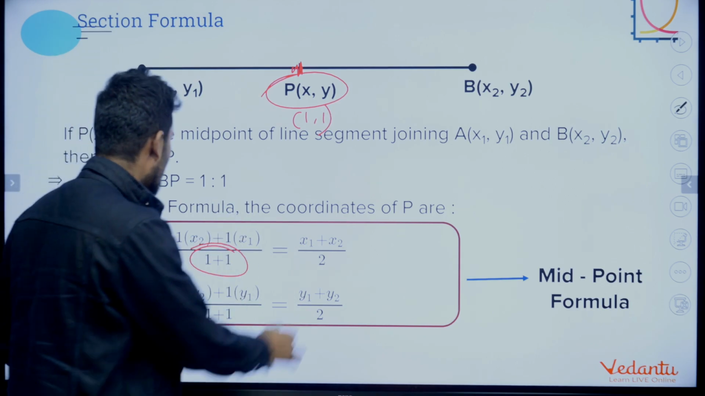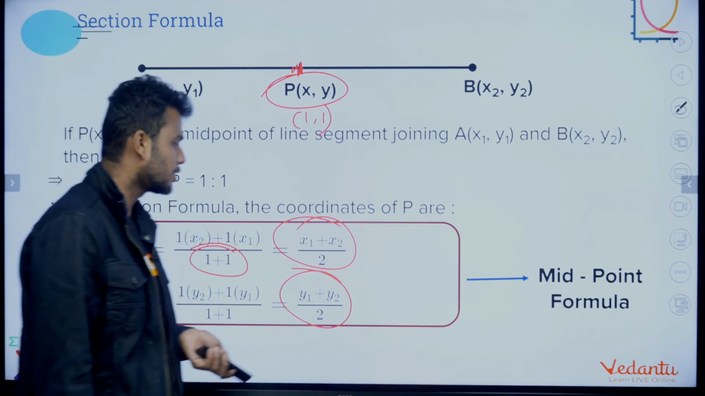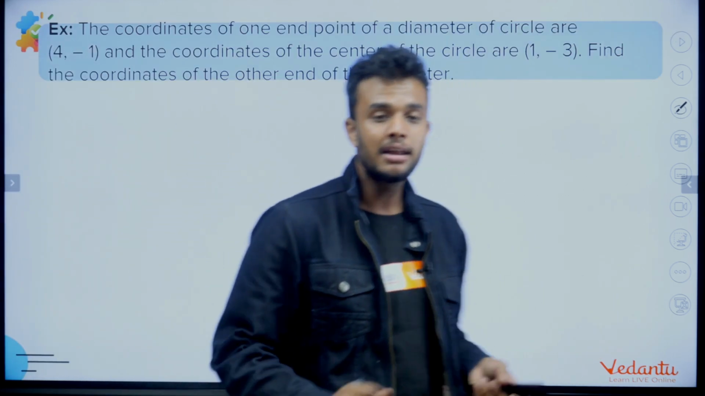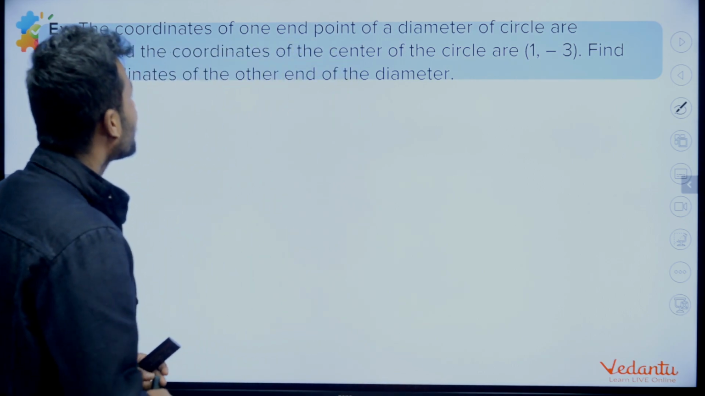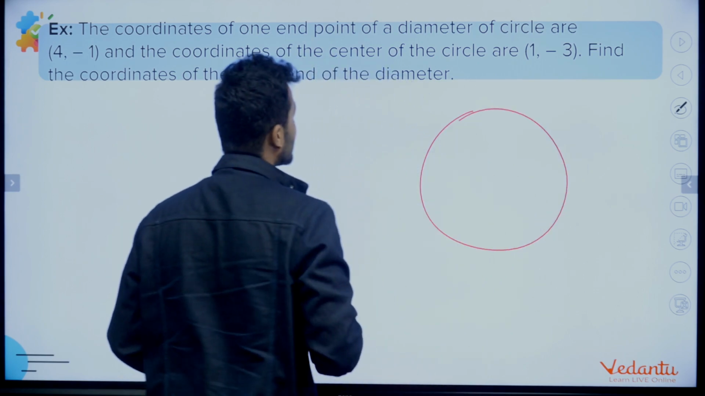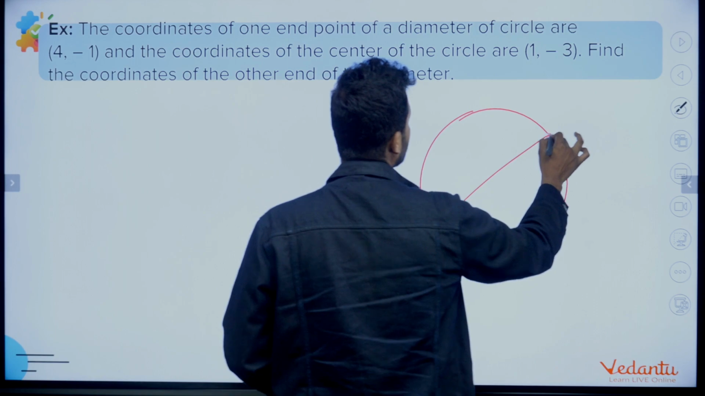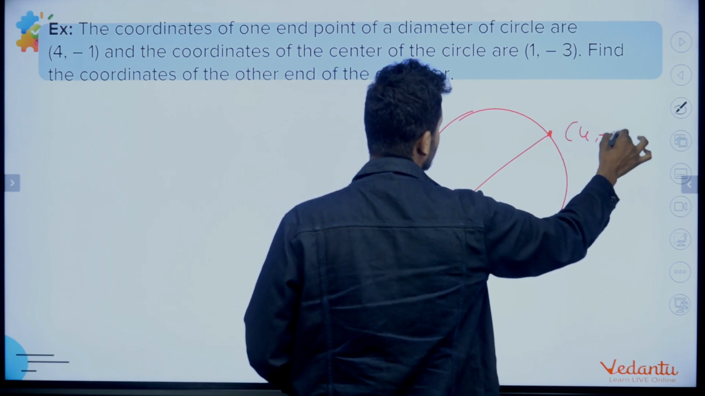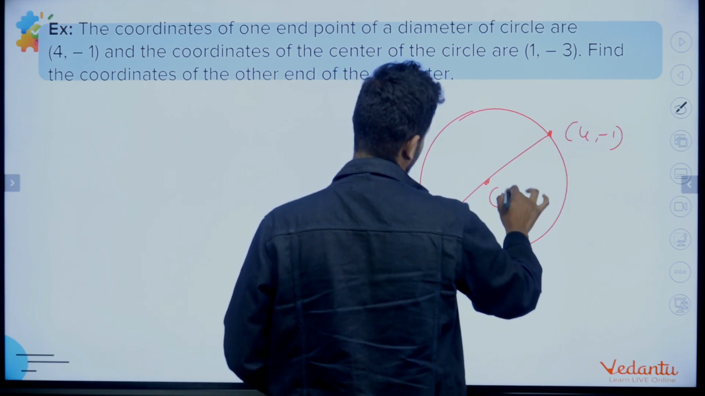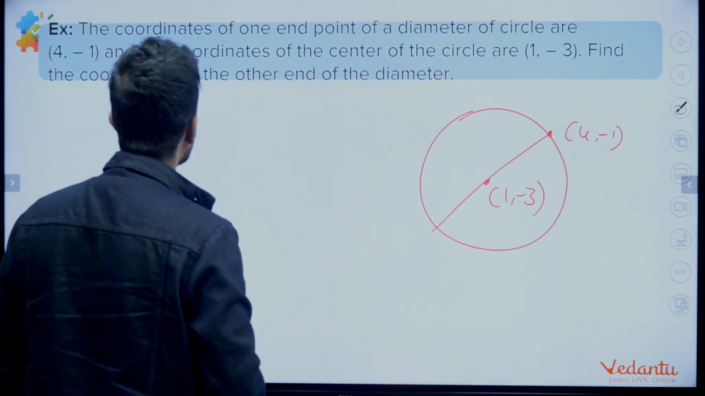If you solve this now, the midpoint formula becomes (x1 + x2)/2, (y1 + y2)/2. Very easy. Then let's move to the question. The coordinates of one endpoint of a diameter of a circle are (4, -1), and the center is (1, -3). Find the coordinates of the other end.